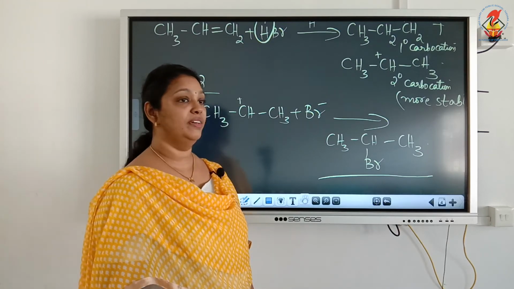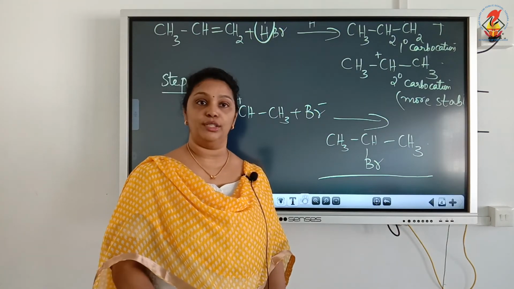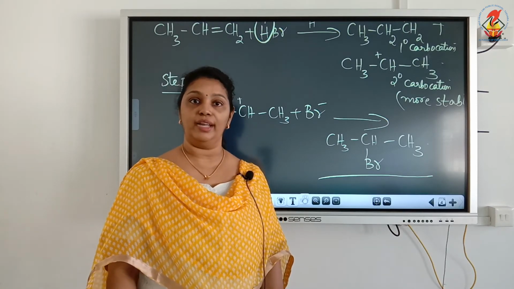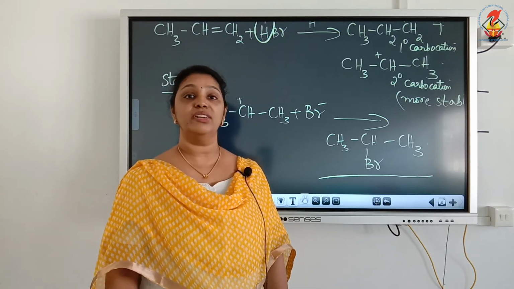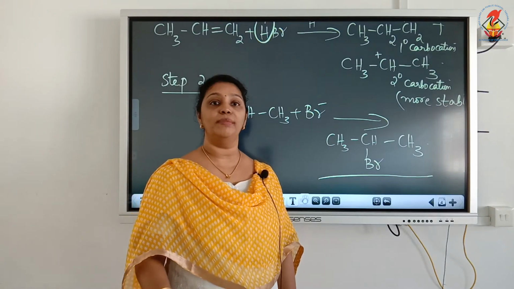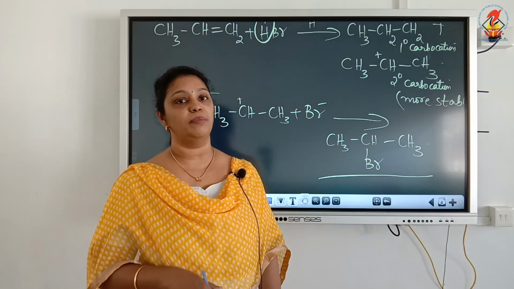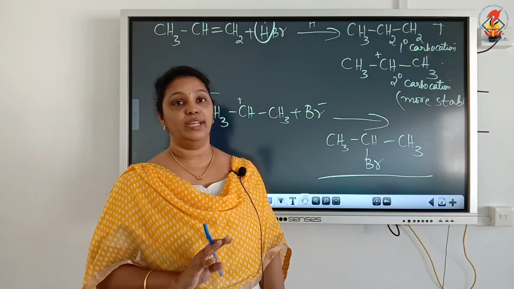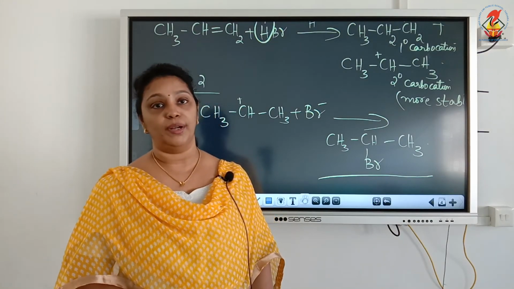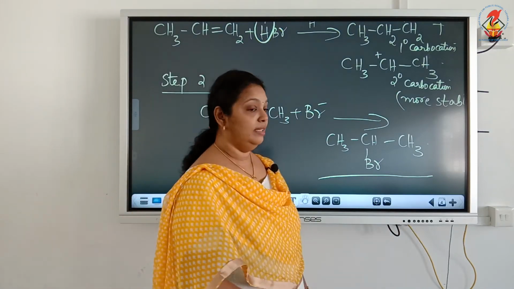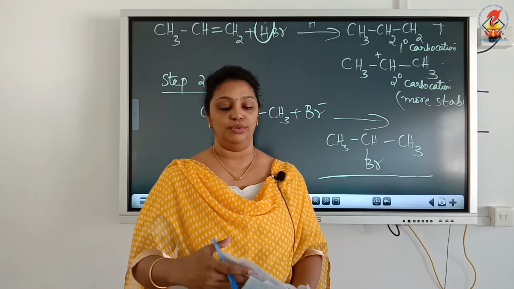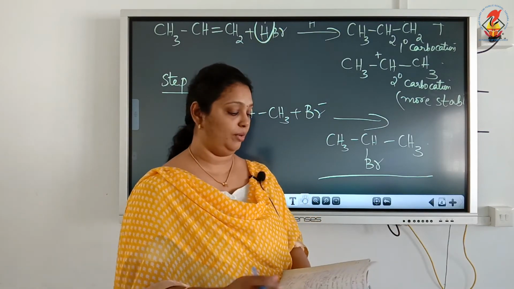That is, the first step is the attack of electrophile H+ on the double bonded carbon to form primary and secondary carbocation, and the secondary carbocation being more stable is formed at a faster rate. So the second step is attack of bromide ion on the secondary carbocation to give the final product. Now, next we have something called AntiMarkovnikov's rule. So, we are going to discuss AntiMarkovnikov's rule.